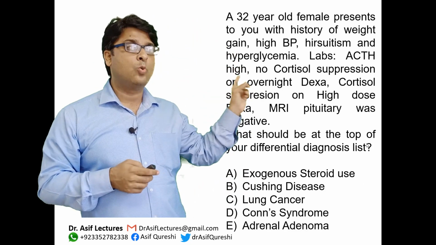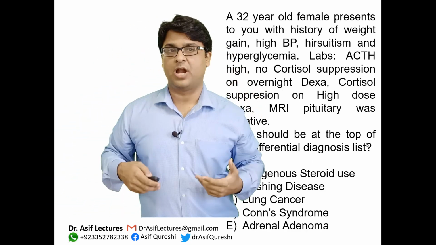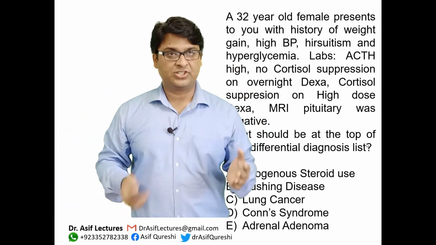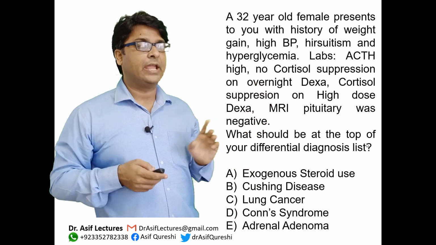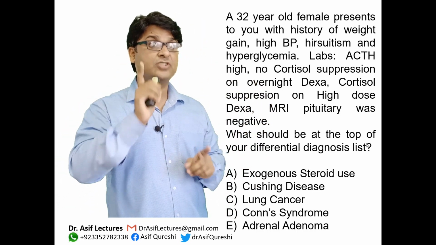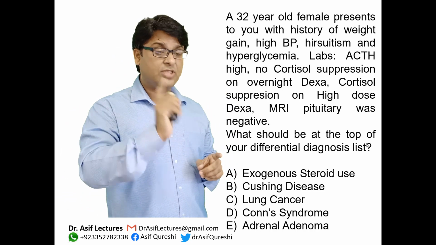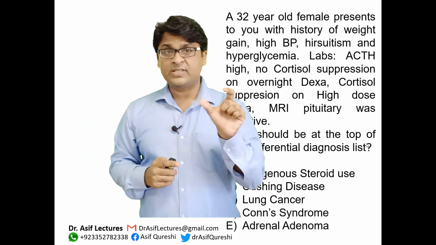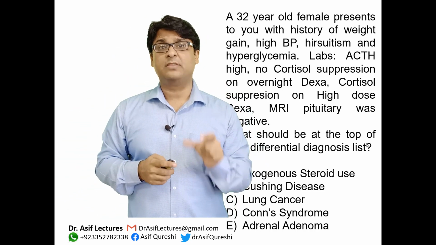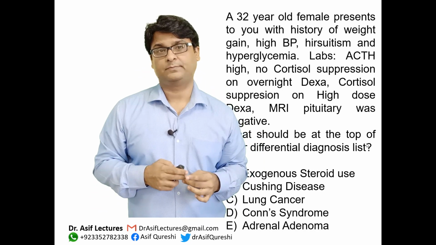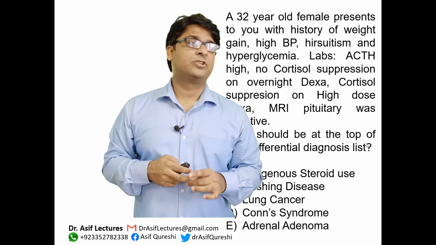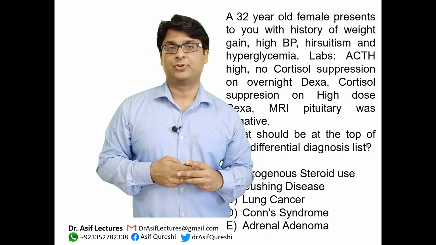A 32-year-old female presents to you with a history of weight gain, high blood pressure, hirsutism, again Cushing syndrome, okay? ACTH is high. Now this is important. Only this one single finding, ACTH is high, tells me that the problem is not within the adrenal, and the patient is not taking exogenous steroid.